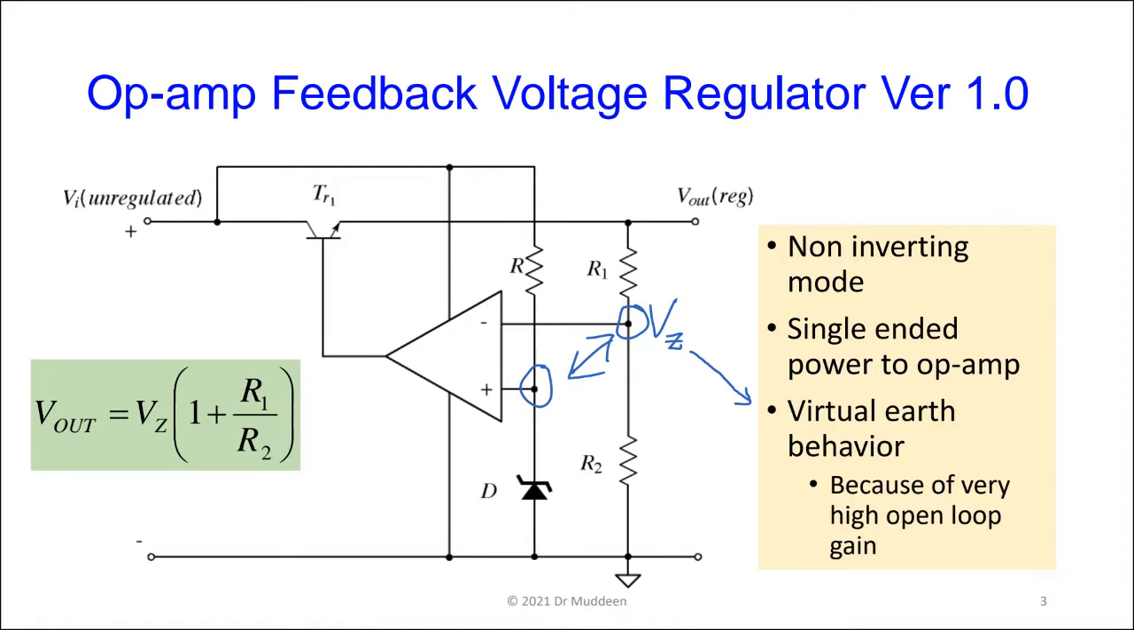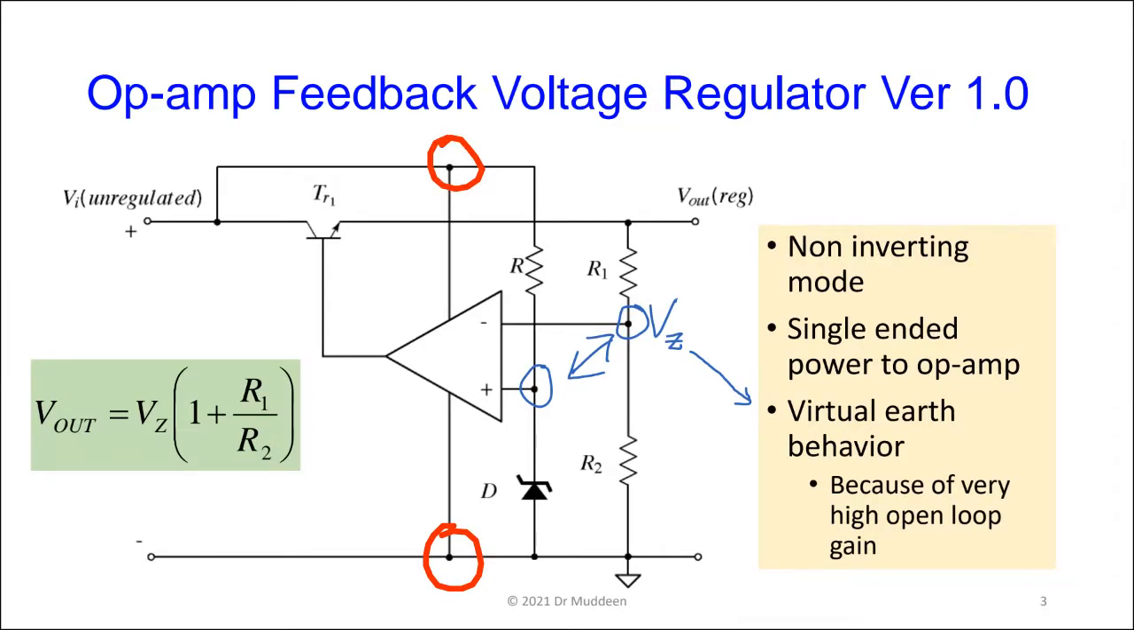Notice that the transistor is operating as a non-inverting amplifier. Because of that, we can use single-ended operation here. We don't expect a negative voltage coming out, so we can supply power to the op amp with one supply pin on ground and one connected to the positive supply.